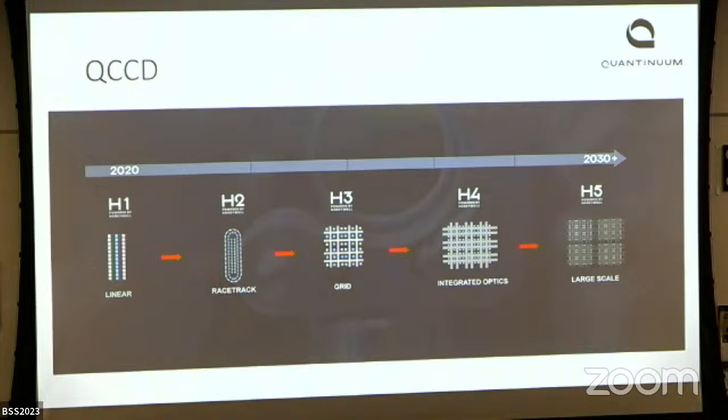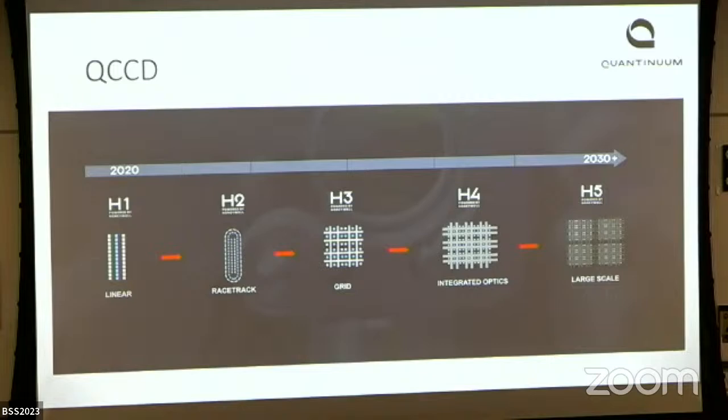It does affect the motion, but in this architecture, you just recool the motion before every gate. So you're always returning to the ground state before every gate, and you keep high fidelities no matter how much transport you've done. But of course, there is a cost, and that is in time.